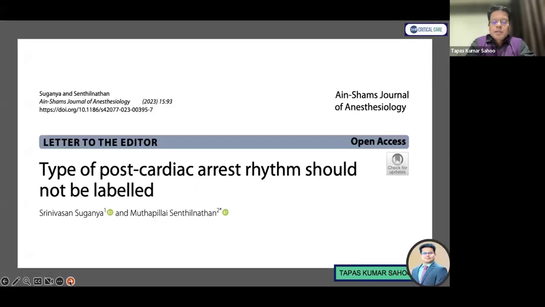Now, this is a very interesting article just recently published in October 2023. I want to share it with you all. The type of post cardiac arrest rhythm should not be labeled. Though in our ECG it was a complete AV dissociation, complete heart block, that was clearly mentioned. But if we want to treat the post cardiac arrest rhythm, rather than getting into all the nitty-gritties of the ECG rhythm, I would be labeling it as post cardiac arrest rhythm and start treating.